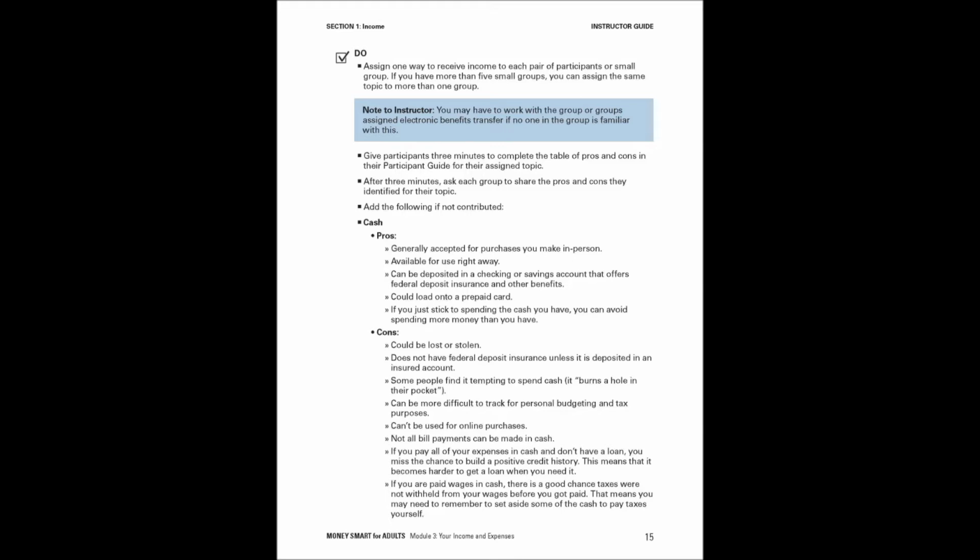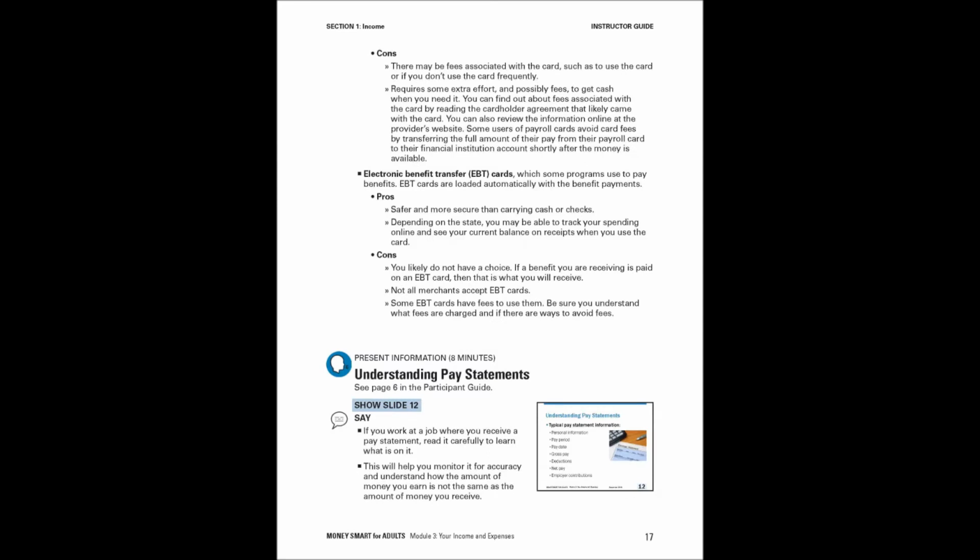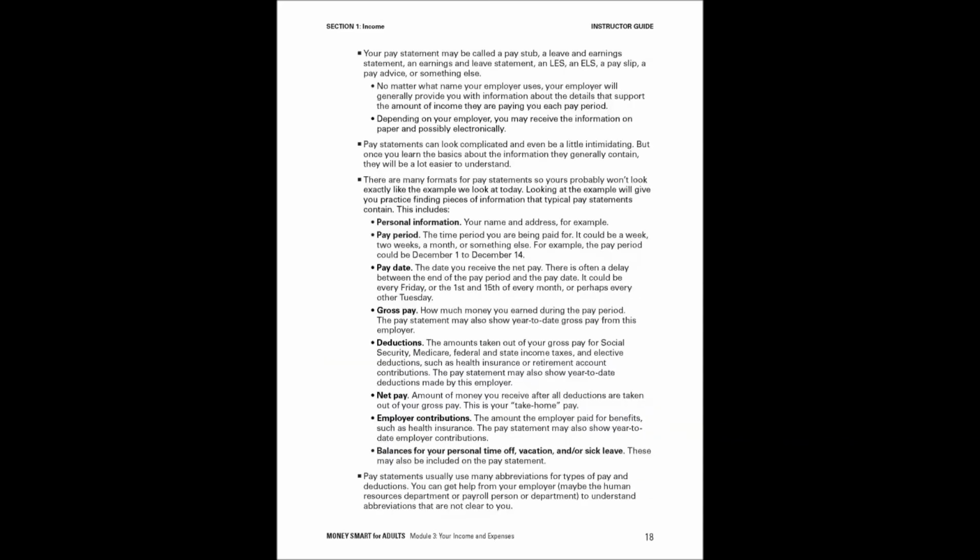Give participants 3 minutes to complete the table of pros and cons in their participant guide for their assigned topic. And after the 3 minutes, ask each group to share the pros and cons they identified for their topic. And you'll see a list of the different pros and cons for each of the different areas here on the next couple of pages in the instructor guide.